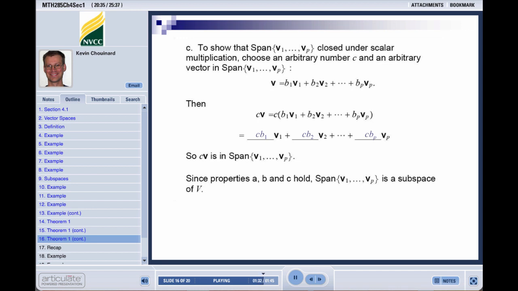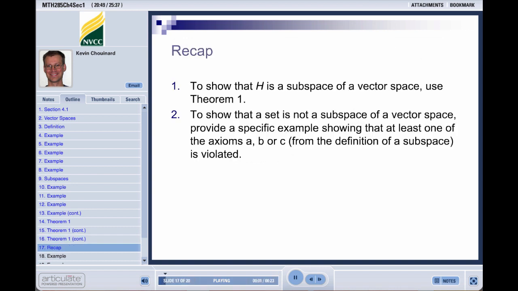So, to recap on that theorem, what we were saying now is that if you take some vectors from a vector space and take their span, that span is going to be a subspace and therefore a vector space in its own right. So to recap here, to show that something is a subspace, you have to show that the three properties apply, or show that it's the span of some set of vectors. To show that something is not a subspace, you just have to identify which of the three properties does not hold.